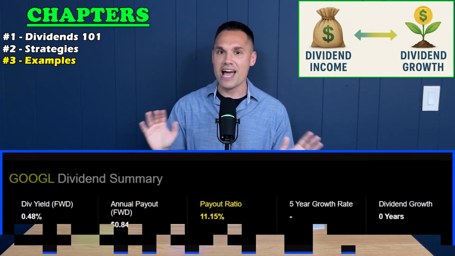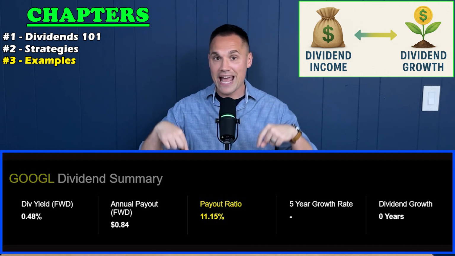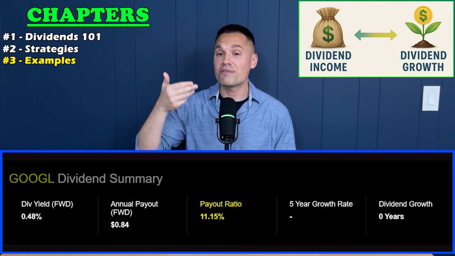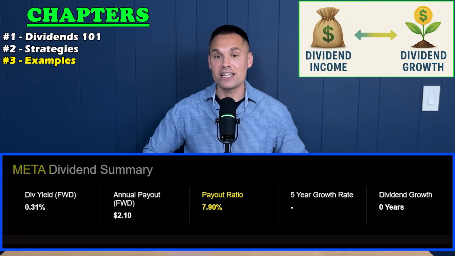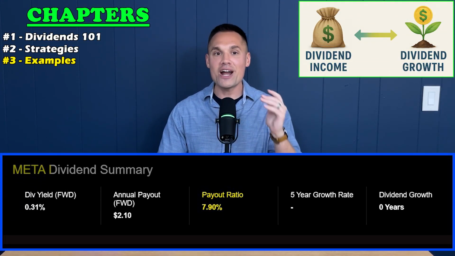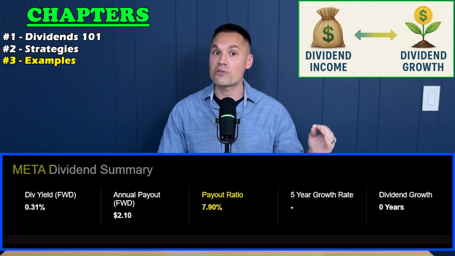Now, both only pay tiny dividends of less than 1% at the moment. But with payout ratios of less than 12% and 8% respectively, absolutely tiny, yeah, those dividends are very likely going to see a ton of growth long term.